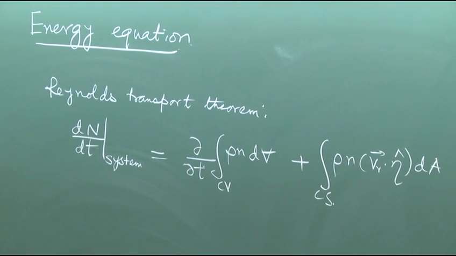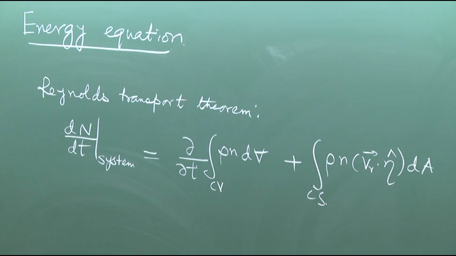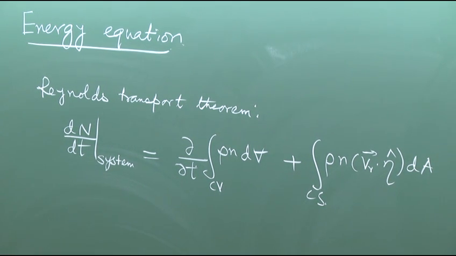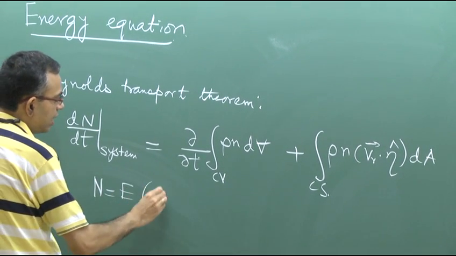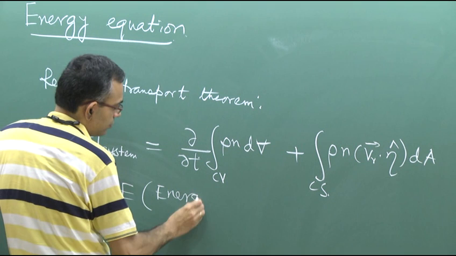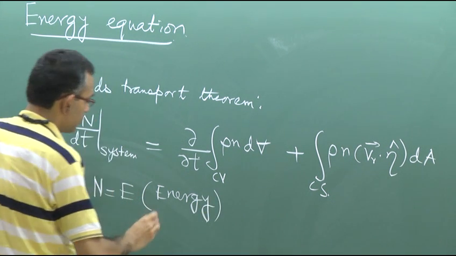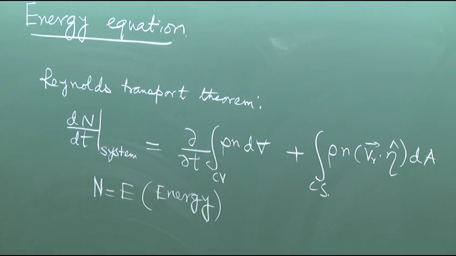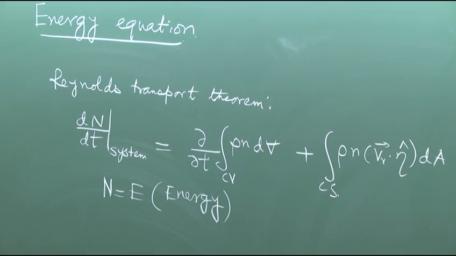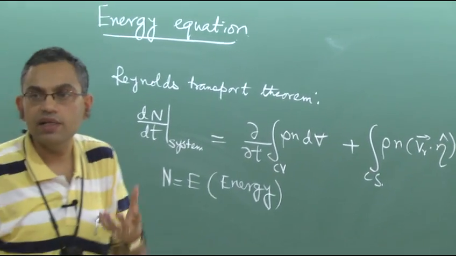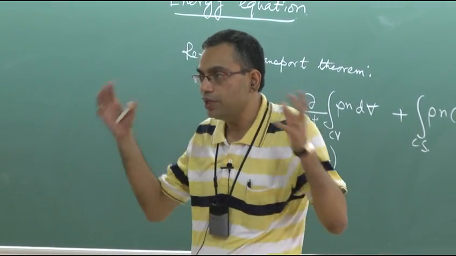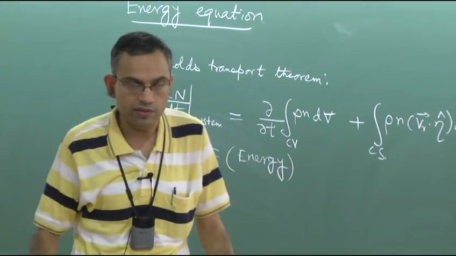if we write this, then for the total energy conservation, capital N should be equal to E, that is the energy of the system. Remember, this is the total energy as per the purview of the laws of thermodynamics. So, that means this is the sum total of internal energy, kinetic energy and potential energy. That is what we are talking about as the total energy.